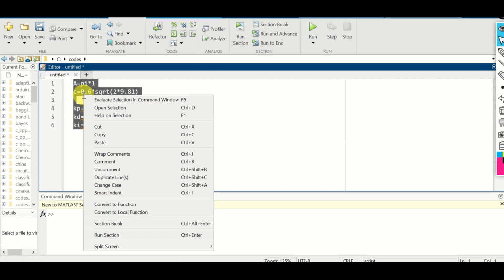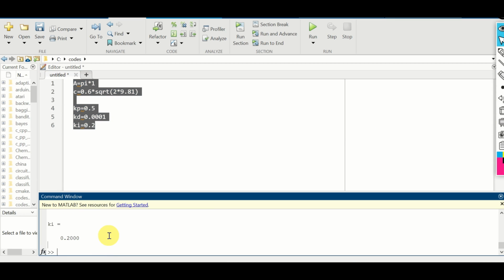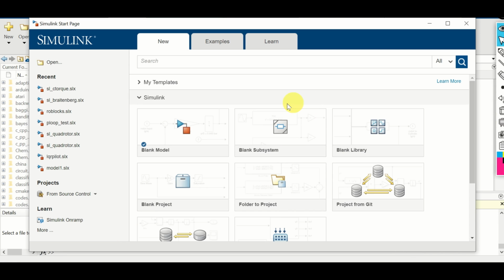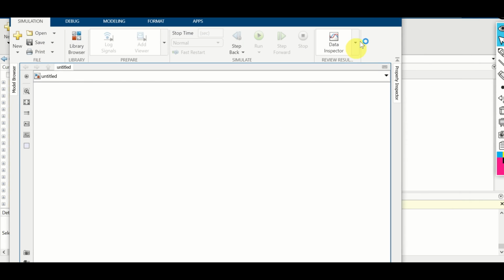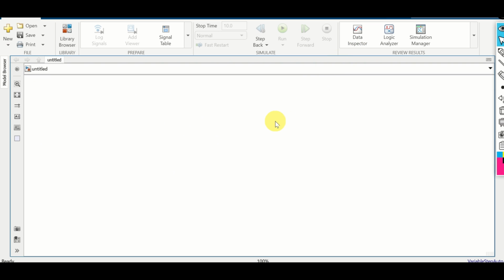First, evaluate this script. It's very important that these parameters are in the MATLAB workspace before you start with Simulink modeling. Next, let's open the Simulink by typing Simulink. Let's click on the blank model, and our first step is to model the dynamics of our system.